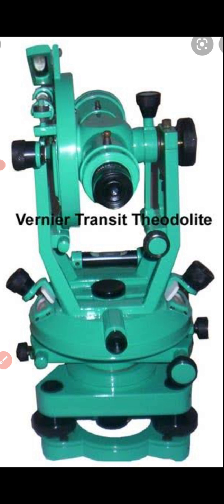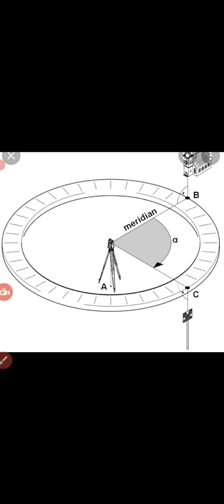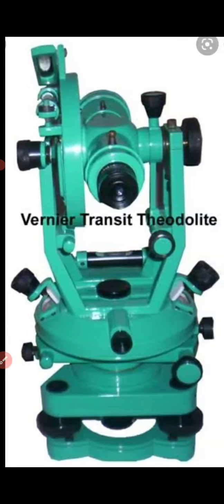Then telescope normal. The telescope is said to be normal or direct when the face of the vertical circle is to the left and the bubble is up. So that is called normal. Then inverted means the telescope is said to be inverted or reversed when the vertical circle is to the right side and the bubble is down. Then changing face. That term means it is an operation of bringing the face of the telescope from left to right and vice versa. Now we will see the different parts of a theodolite in detail.